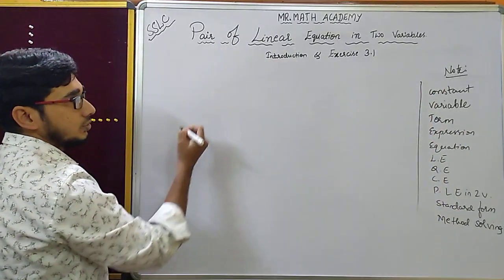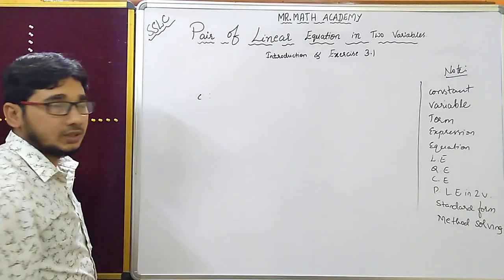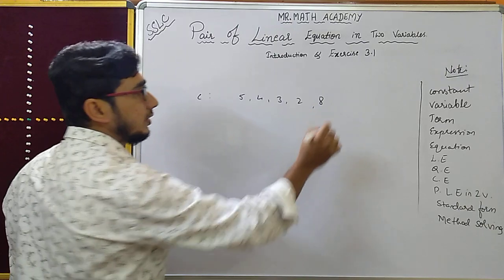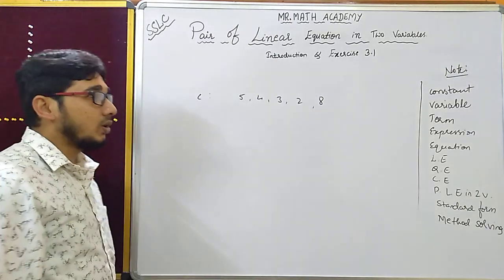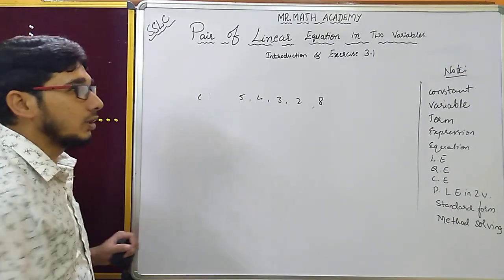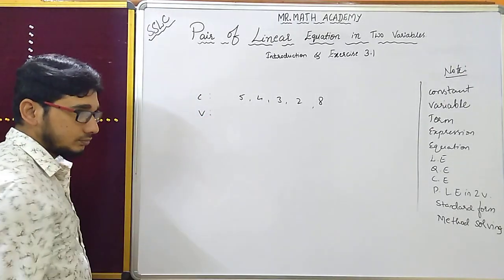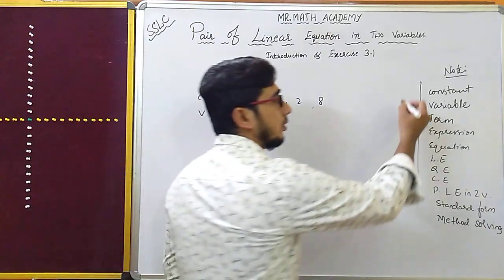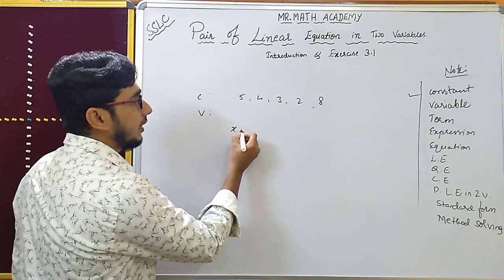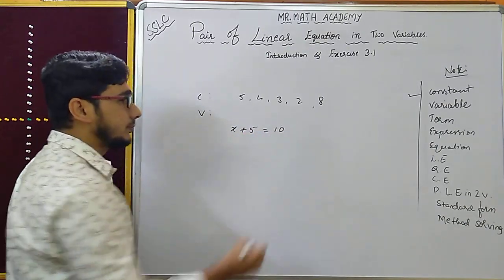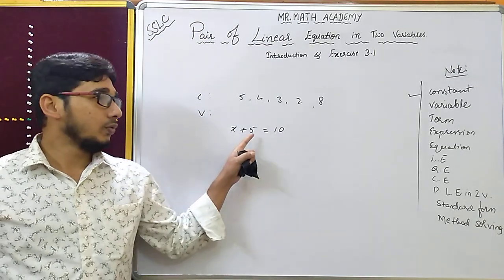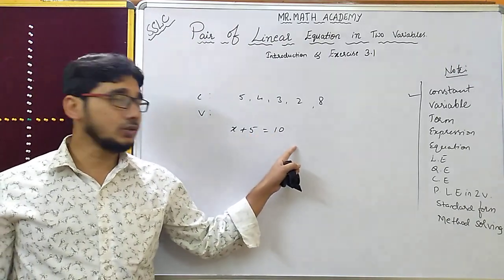First one, consider a constant. What is this constant? Just numbers 5, 4, 3, 2, 8, anything. All these numbers we call a constant. Constant means whose value will never change. So what is a variable now? Variable means whose value varies. For example, if I consider x plus 5 is equal to 10, here x is called a variable, 5 is a constant, 10 is also a constant.